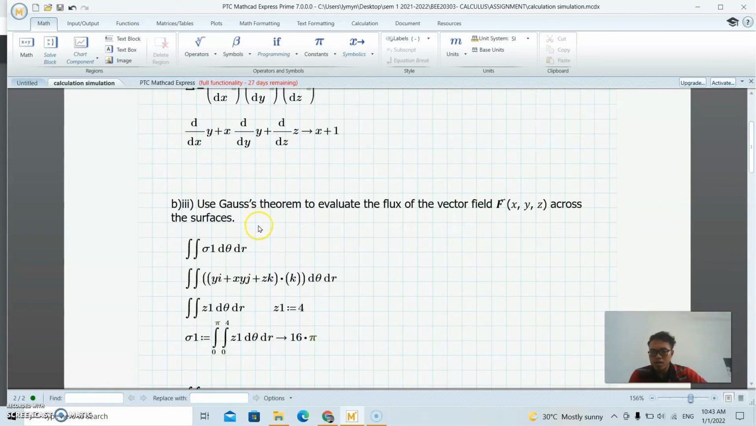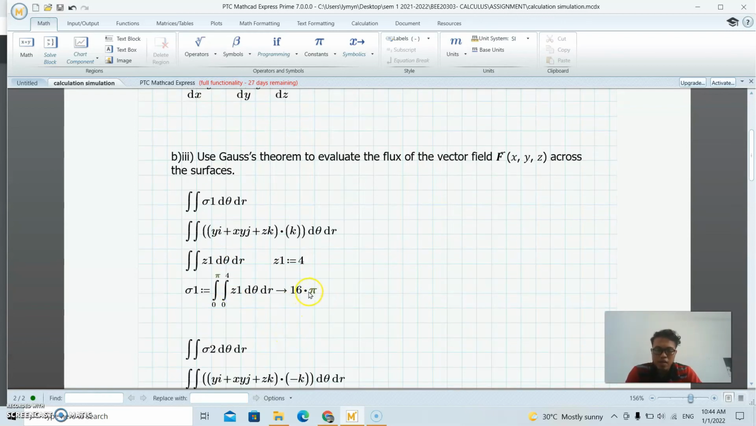For the third question, B3, we need to use Gauss theorem to find the flux of the vector field F(x,y,z) across the surface. For flux 1, we use yi plus xj plus zk multiplied by k, d theta dr. So we replace this equation with z1, and z1 is equal to 4. We integrate z1 d theta dr, and we get the answer 16 pi.